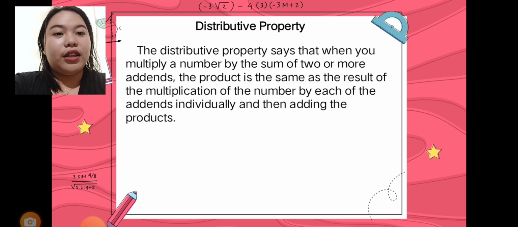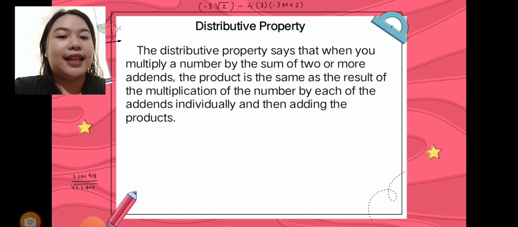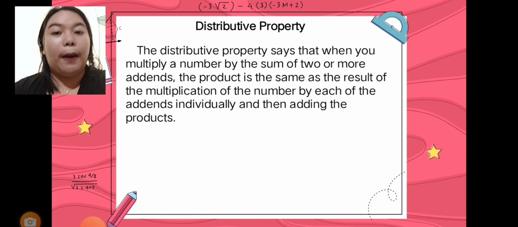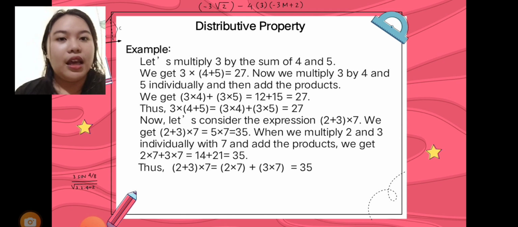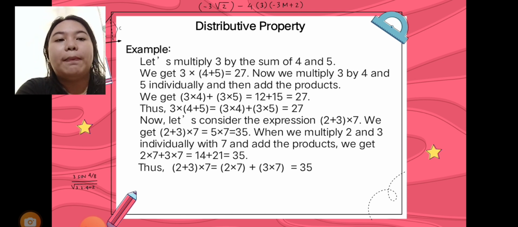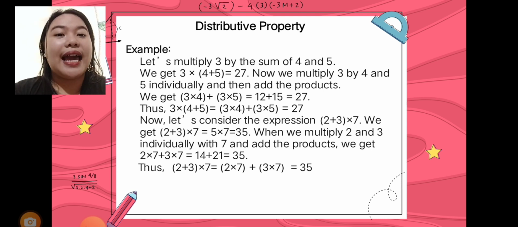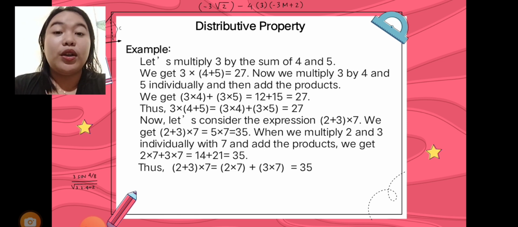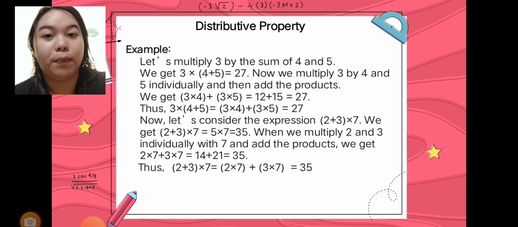So, next, distributive property. For the distributive property, it says that when you multiply a number by the sum of 2 or more addends, the product is the same as the result of multiplication of the number by each of the addends individually and then adding the products. So, here in the distributive property, we have multiplication. Let's take a look at this example. Let's multiply 3 by the sum of 4 plus 5. We get 3 times 4 plus 5. So, 4 plus 5 is equal to 9, since we first get the sum of 4 plus 5.